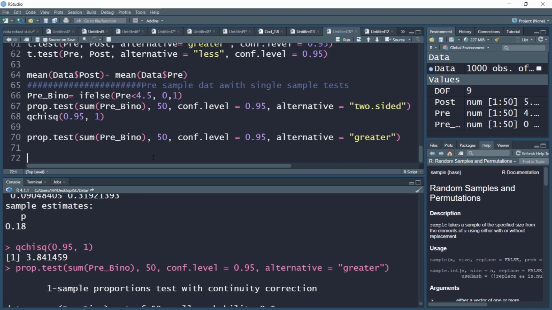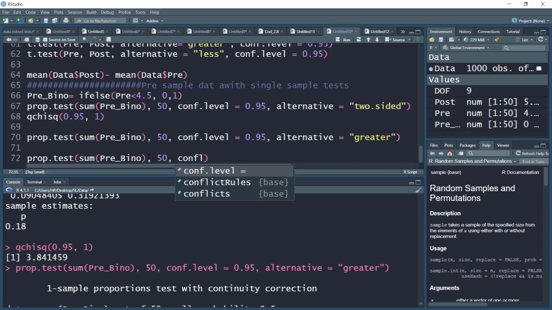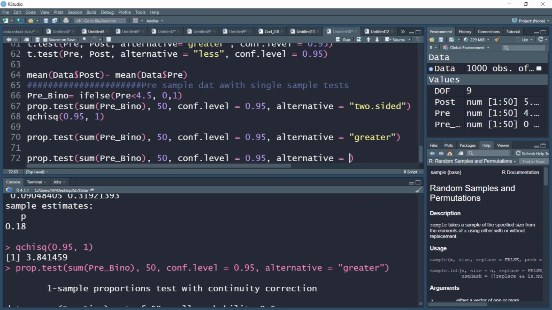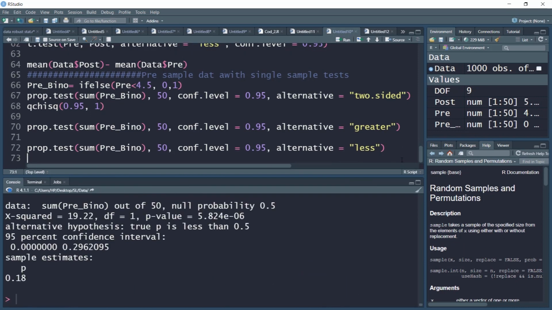So we'll modify our hypothesis and we'll look at the other tail. That means other arguments remaining the same, we'll supply the sum of the pre-bino variable, 50 sample size, confidence level as 95%, but the alternative argument would be less. That means the probability that an individual has a score of 1 is less than 50%. My null is that the probability of an individual having a score of 1 is 50%. The alternative is that it is less than 50%. So this is my alternative hypothesis. If I run this command, it is indeed the case.